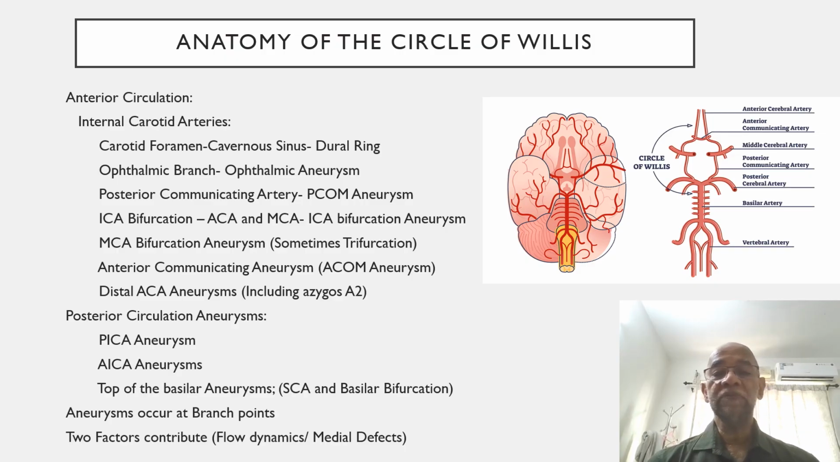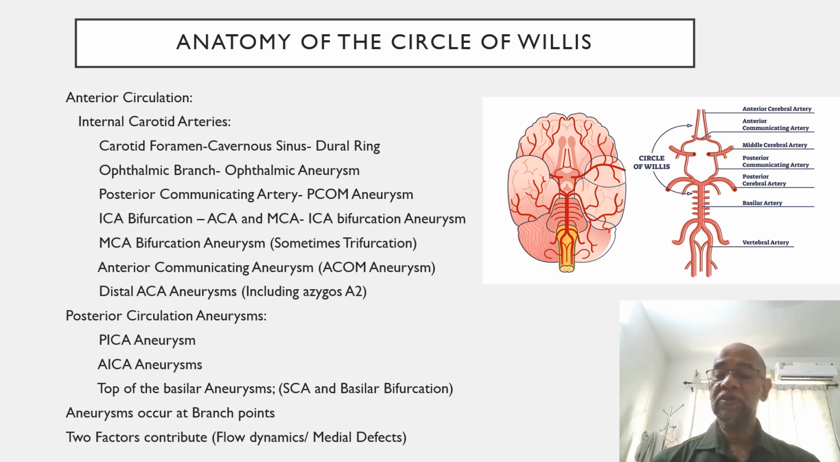A quick overview of the anatomy of the circle of Willis. The internal carotid arteries enter the cranium through the carotid foramen, traverse the cavernous sinus, and pass intradurally through the dural ring. The first intradural branch is the ophthalmic branch, which goes to the eye. And at this point, you can have an aneurysm, which is the ophthalmic aneurysm.